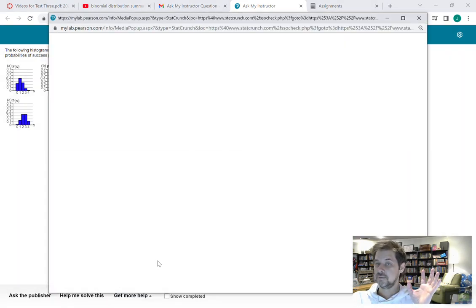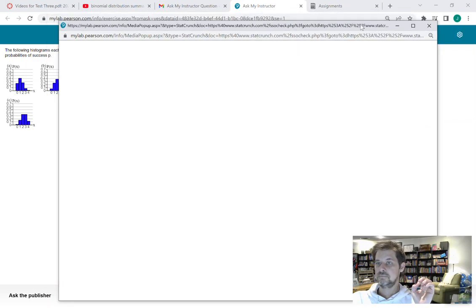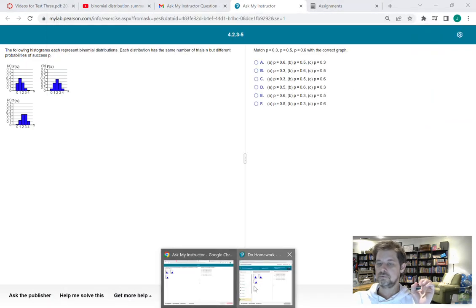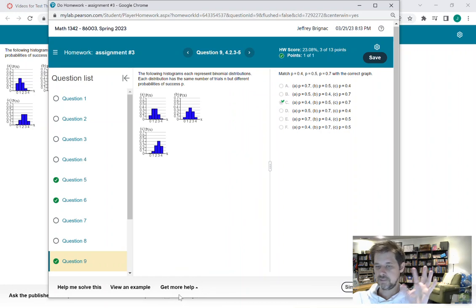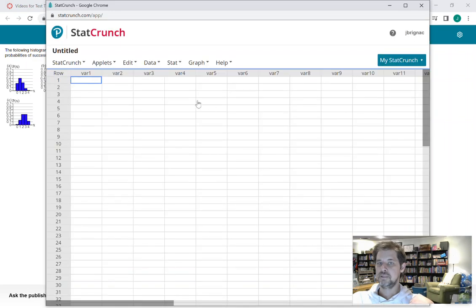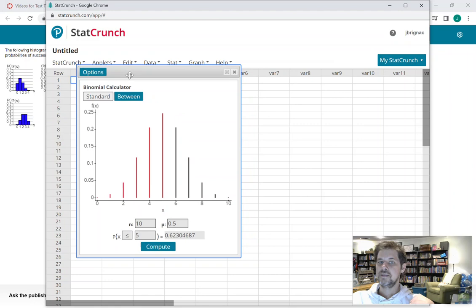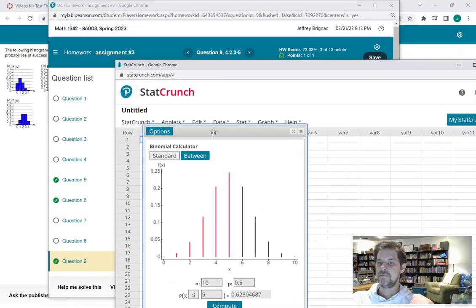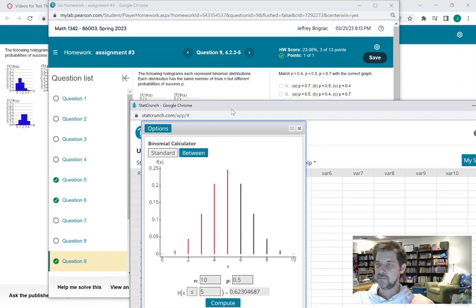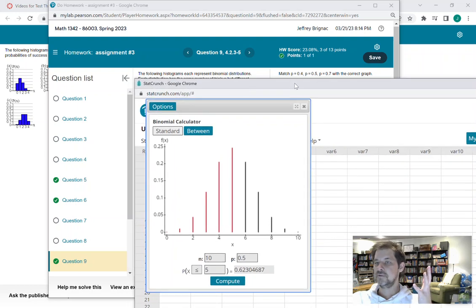Now, if we want to figure out which graph is which, here's what we can do. Open StatCrunch. Oh, whoops. Let's go over here. Here's basically the same question, and we'll open StatCrunch. We'll go to Stat, Calculators, Binomial. Now, I want to figure out, and I have to move my windows around, so bear with me, what it would look like if p is 0.4 in a binomial experiment. I can put that in here and it will tell me, and so on.